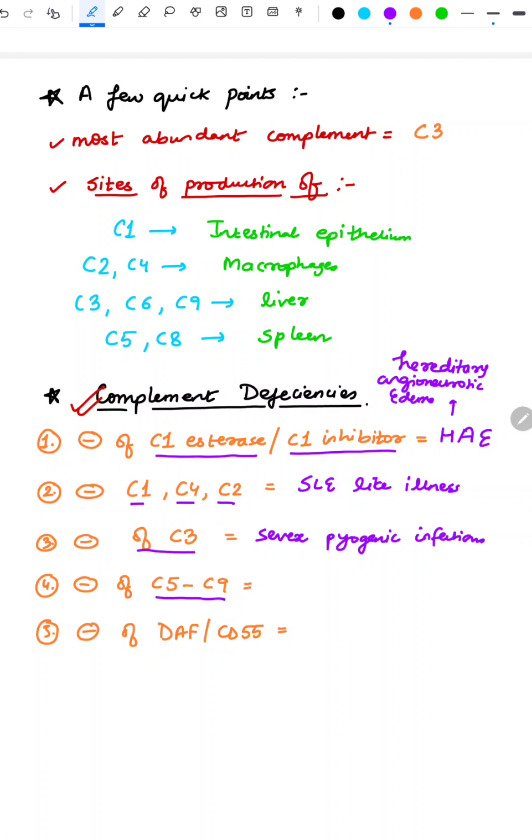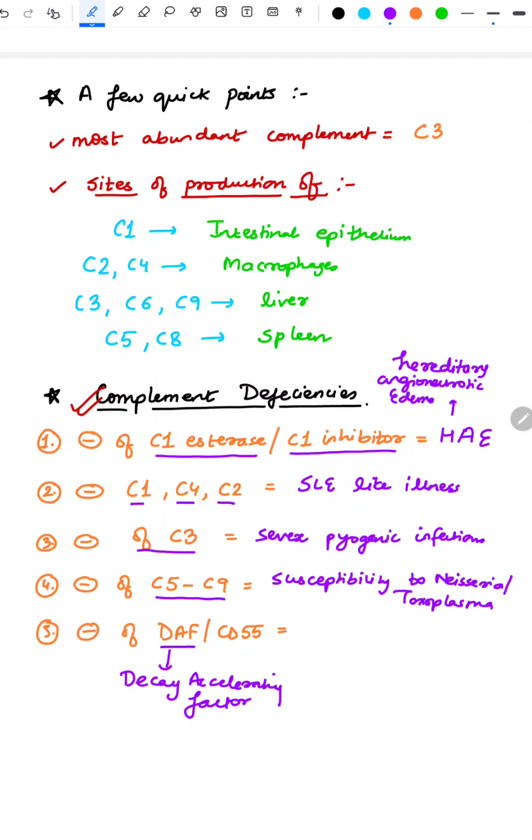If there is deficiency of C5 to C9, that is the MAC complex, it will cause susceptibility to Neisseria infections and toxoplasma. If there is deficiency of decay accelerating factor, this factor is basically involved in the maintenance of the complement pathway. Decay accelerating factor, also known as CD55, deficiency will cause paroxysmal nocturnal hemoglobinuria.